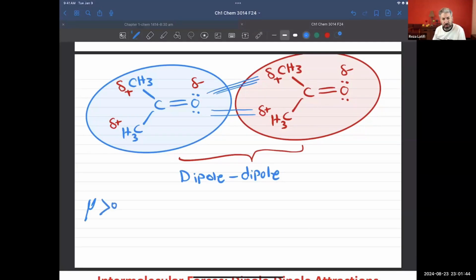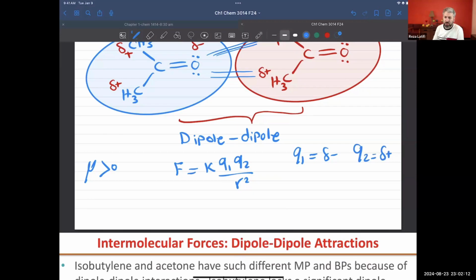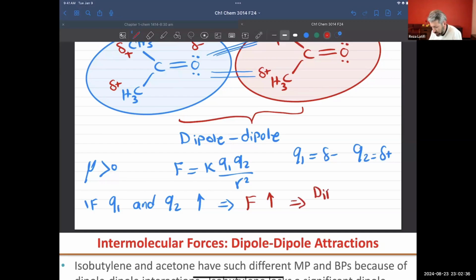Dipole-dipole interaction is heavily subject to mu, because if you have positive or negative charges and they are not big enough, you're not going to have enough interaction. Remember, you're talking about electrostatic force. Electrostatic force is equal to K multiplied by Q1 Q2 divided by the square of the distance between them. So what are Q1 and Q2? Q1 you can say is the negative charge, and Q2 is the positive charge. And R is the distance between them. So if Q1 and Q2 go up, their values go up, the force will go up. That means the dipole interaction will be stronger.